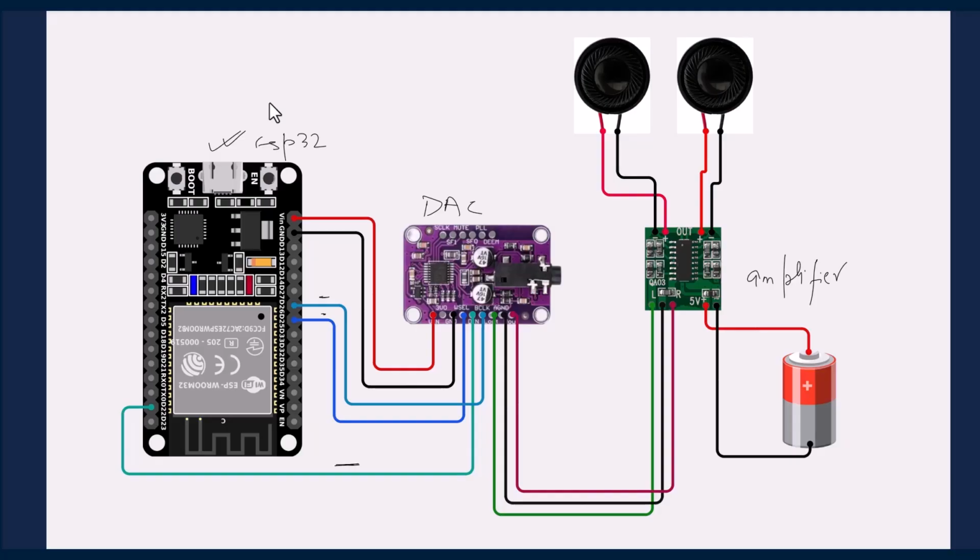For example, you can use something like the PM8403 module. It's super easy to use and works well for small speaker setups. And yeah, this whole circuit is actually pretty simple once you get the hang of it. I've also attached the full diagram in the description box below, so feel free to check that out and follow along while building your setup.